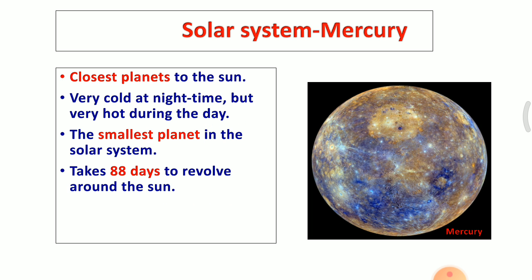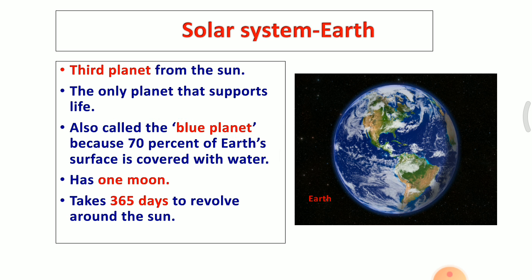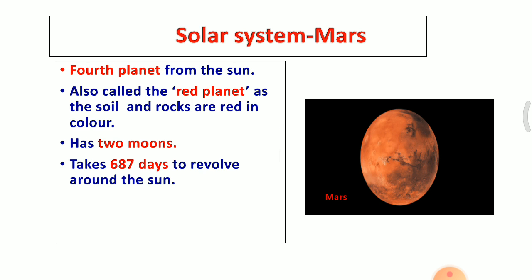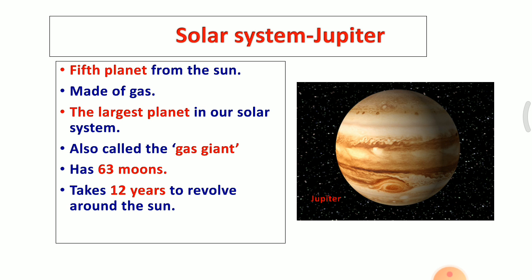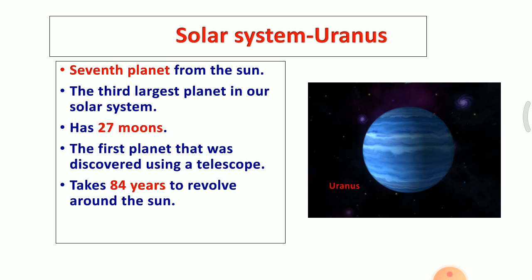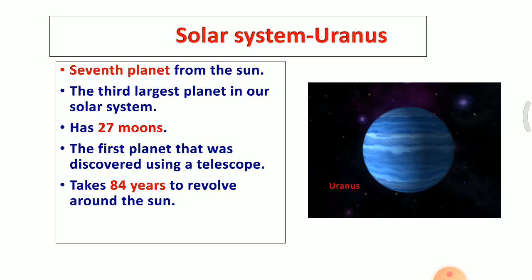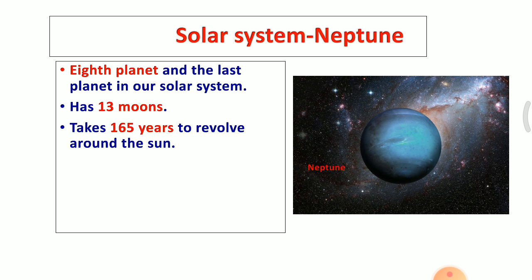So the nickname of Mercury is the smallest planet. Venus is also called Earth's twin. Earth is the blue planet. Mars is the red planet. Jupiter is the gas giant. Saturn is the second largest planet, and it also has 7 rings. The nickname of Uranus is the third largest planet, and it was discovered using a telescope. The last planet is Neptune.